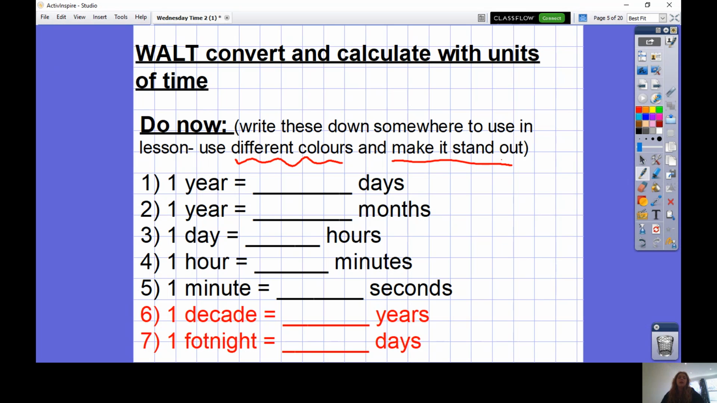If you're not sure on one, just make sure you correct it as we go through it, because you'll need these facts in order to access today's lesson. So if you could write the date and Walt and then do the do now questions for me. Questions 6 and 7 are a challenge for those of you who want it. Off you go.